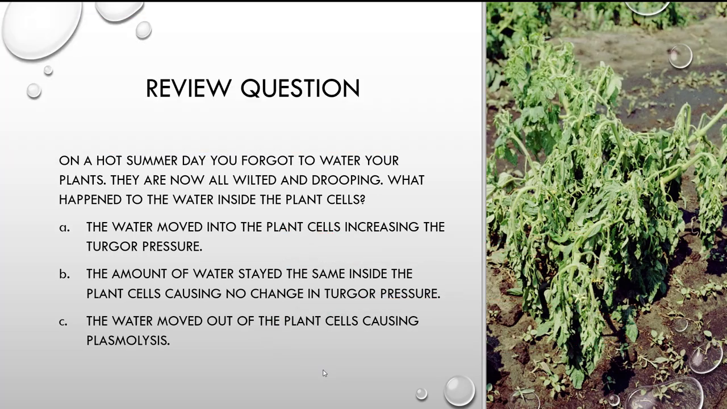Here's another question. On a hot summer day, you forgot to water your plants. Yeah, I do that quite often. They are now all wilted and drooping. What happened to the water inside the cells? A, the water moved into the plant cells, increasing the turgor pressure. B, the amount of water stayed the same inside the plant cells, causing no change in turgor pressure. Or C, the water moved out of the plant cells, causing plasmolysis. If you said C, I would agree with you.